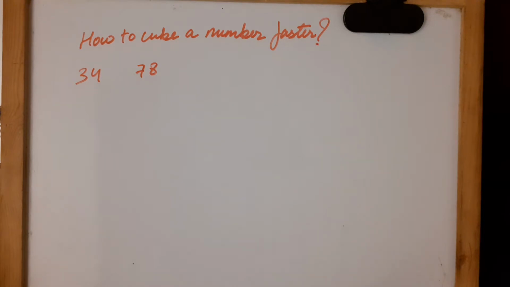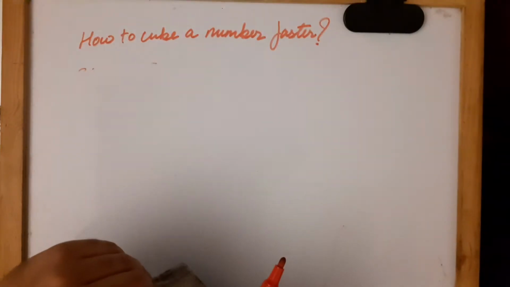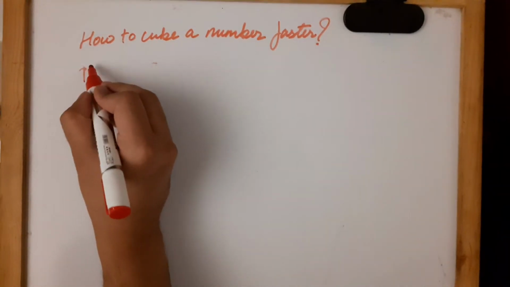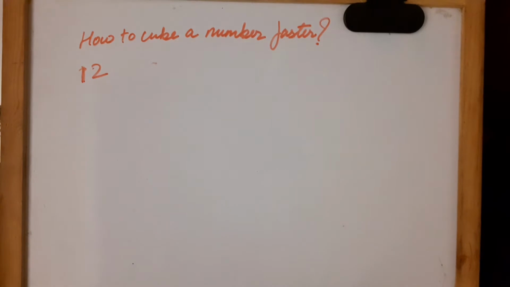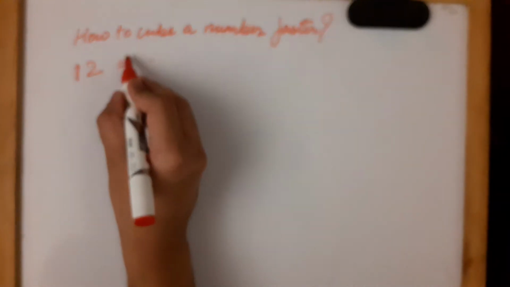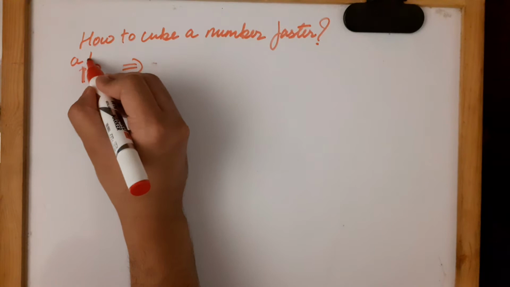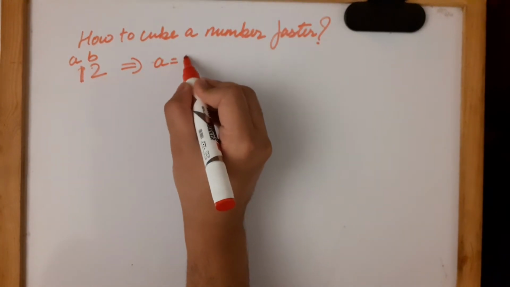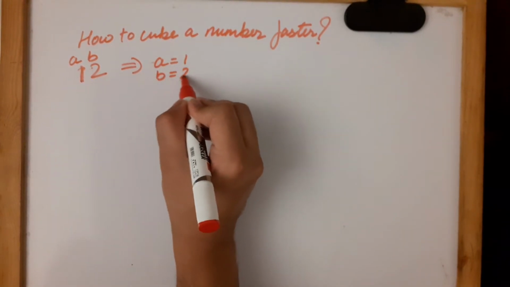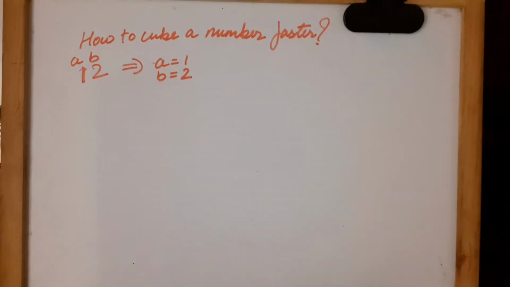We are taking a first example. Suppose we are having a number 12. Let us take example 12, our first number. We have to find out cube of 12. What we will do first is we will take a and b always. Like a value is 1 and b value is 2.